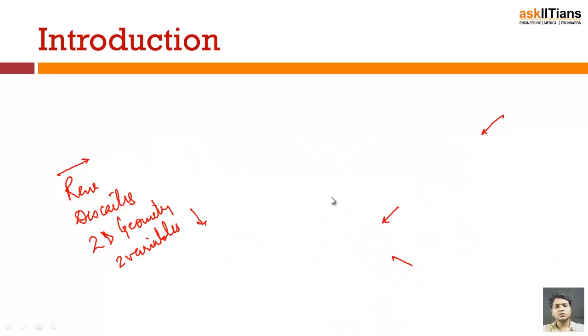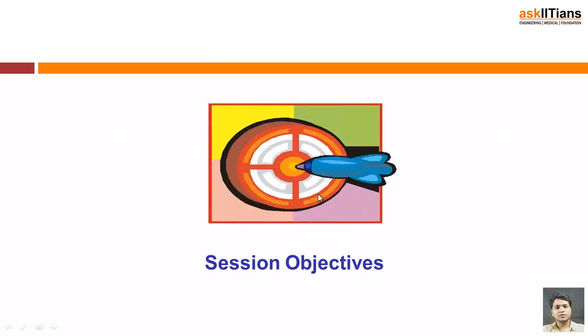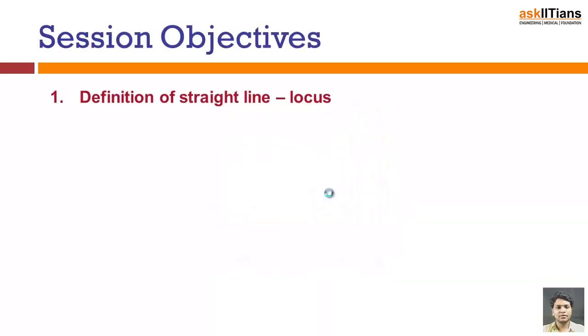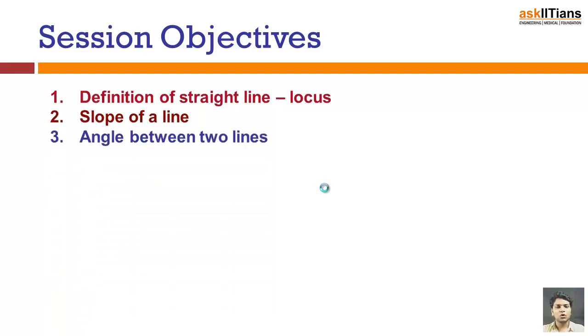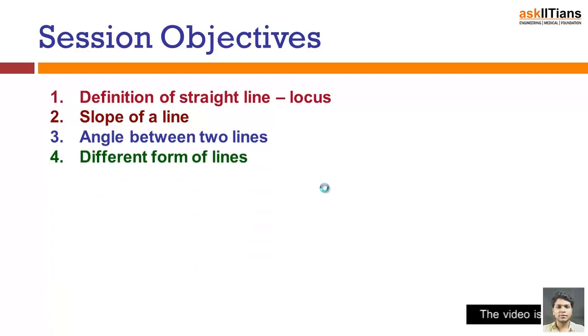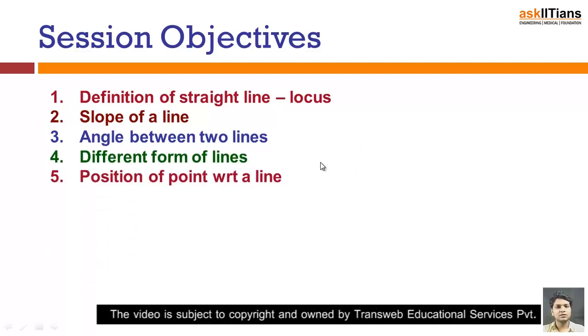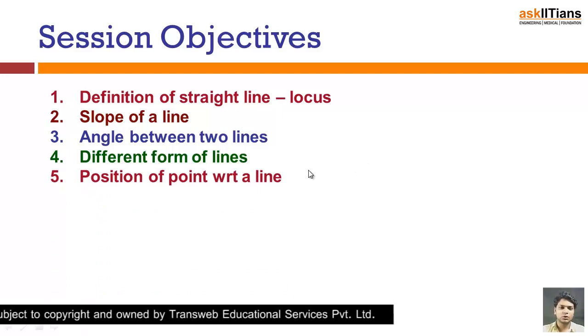While moving towards the next part in this series, first of all we will define our session objectives and goals. The very first one will be the definition of a straight line in terms of locus. The next one is going to be the slope of a line. Following that will be the angle between two lines, next the different forms of lines, and after all of this we will consider the position of a point with respect to a line.